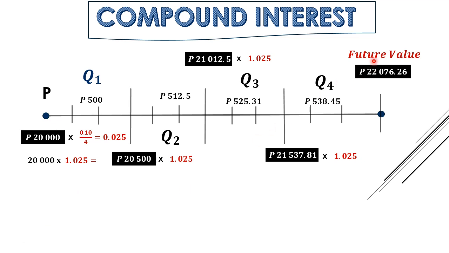This amount is the final amount at the end of your term, which we call the future value. So the future value at the end of the term, wherein you have a principal of 20,000 and an interest of 10% compounded quarterly, is 22,076.26 pesos.